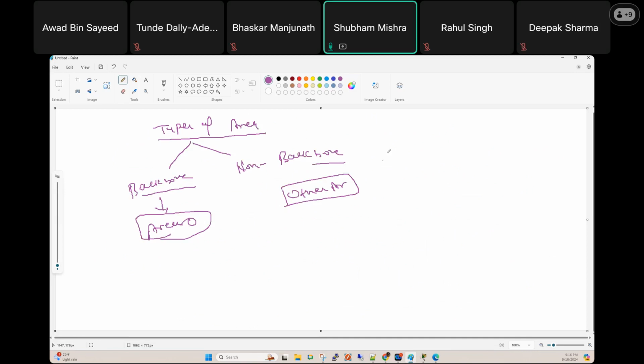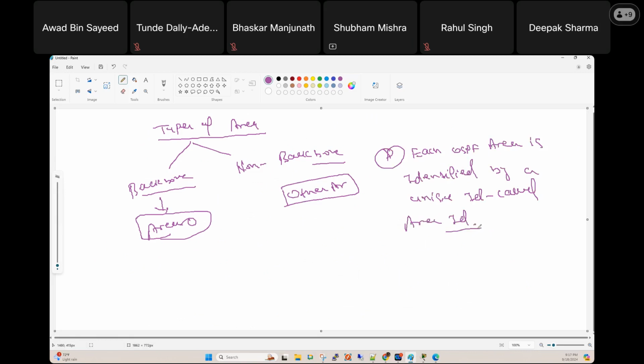And one more line you can remember: each OSPF area is identified by a unique ID called the area ID. And this is written in dotted decimal.